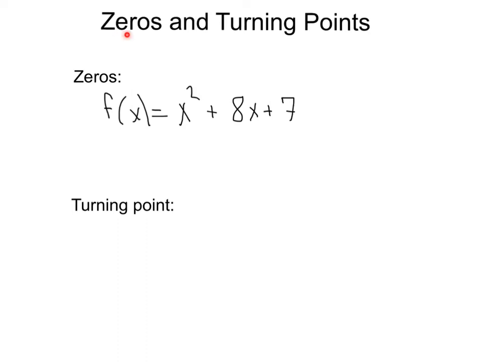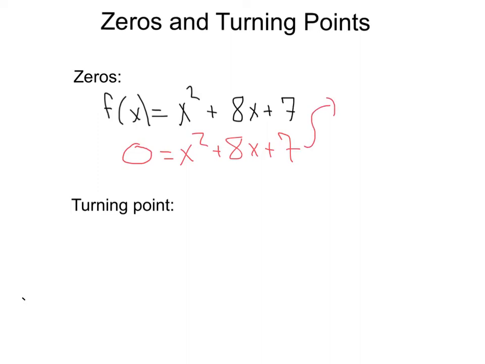We're going to be taking a look at zeros and turning points. Just a refresher, remember zeros are the same as your x-intercept. So if we had f of x equals x squared plus 8x plus 7, we wanted to find the zeros. We just replace our y with 0, because remember that's how we find our x-intercept. And then we could go ahead and factor this to solve.